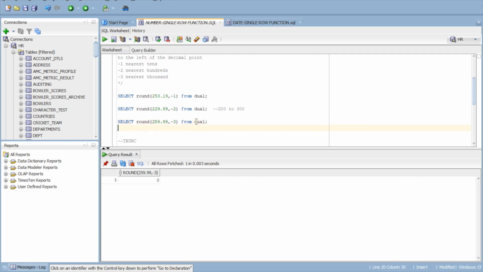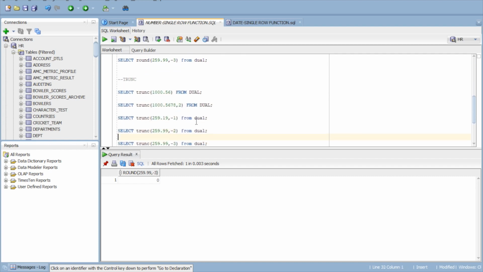Now we're going to see the trunc function. Trunc will always round down to the minimum value only.